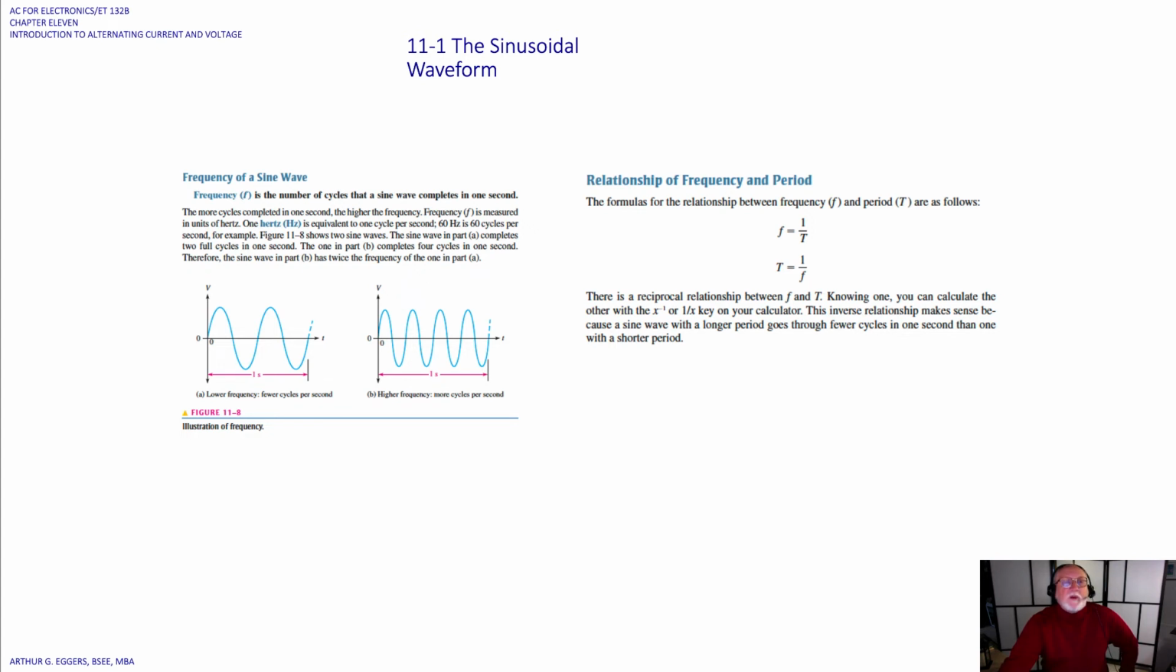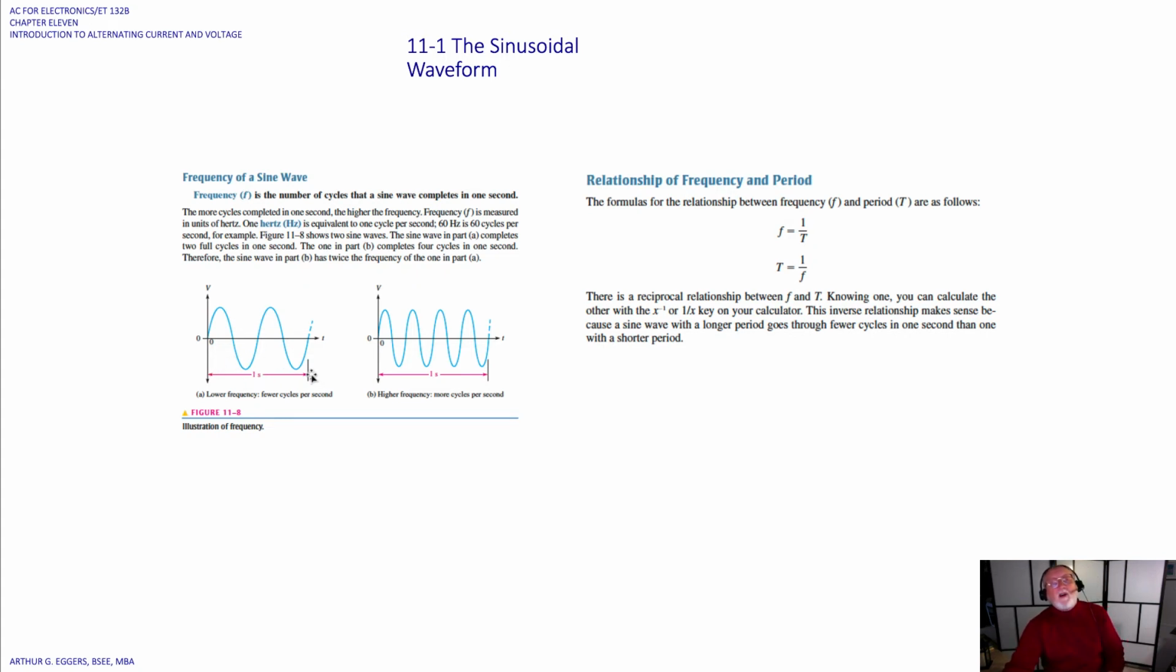So the next thing that we need to look at is another characteristic of a sine wave. That is the frequency. You'll be using a lot of frequency measurement throughout this course. So the frequency is defined as the number of cycles that a sine wave completes in 1 second. So we need to now look at a count of how many cycles occur in 1 second.